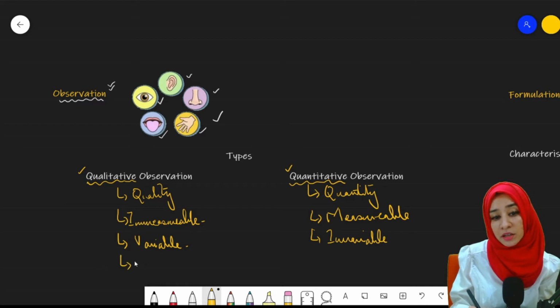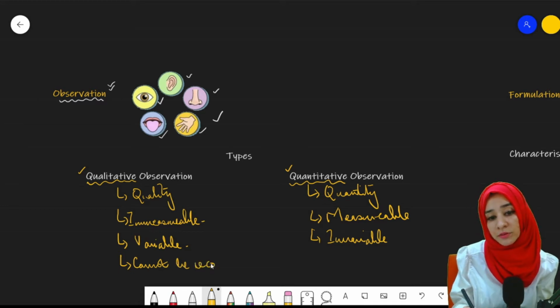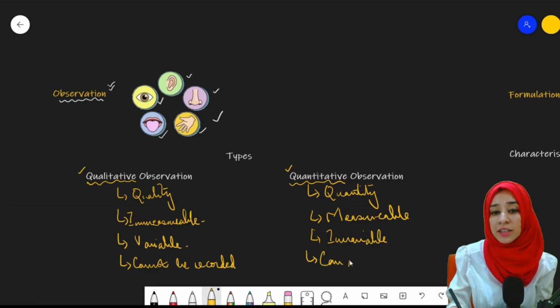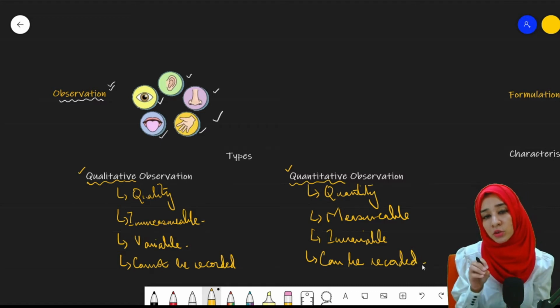Qualitative cannot be recorded in the form of numbers. Obviously, it's a quality, it cannot be recorded in the form of numbers. Whereas quantitative can be recorded. We can easily record it in the form of numbers. This is the major difference between the two.